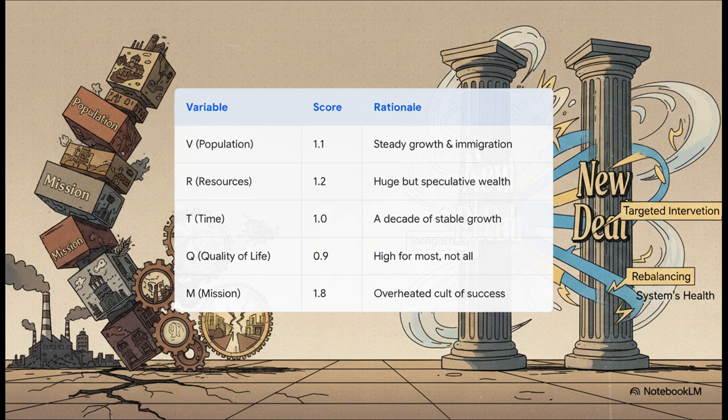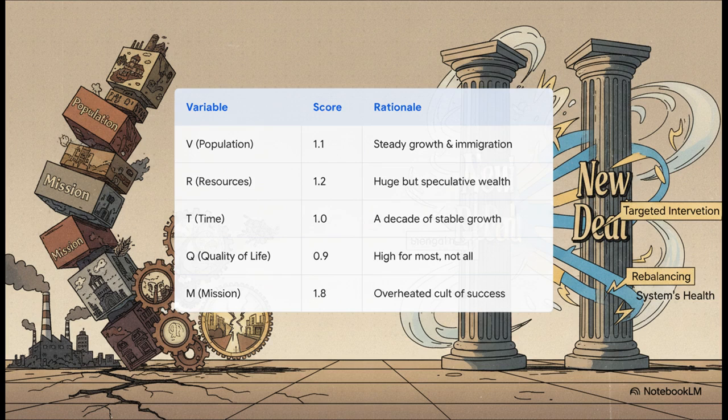Population, time, quality of life, they're all looking pretty good, hovering right around 1.0. Resources are high at 1.2, but notice that little warning, a lot of it was speculative. But the real flashing red light? Look at mission, a score of 1.8.